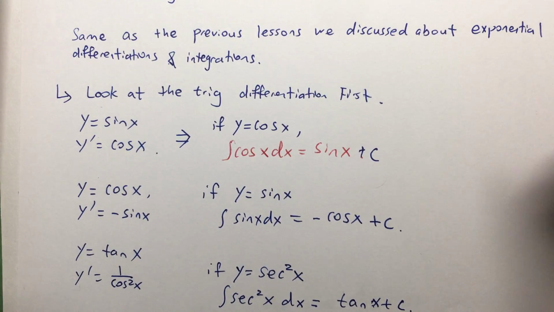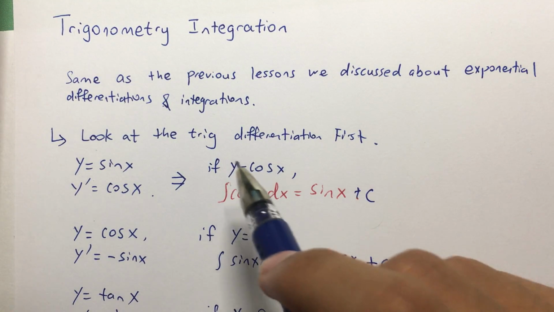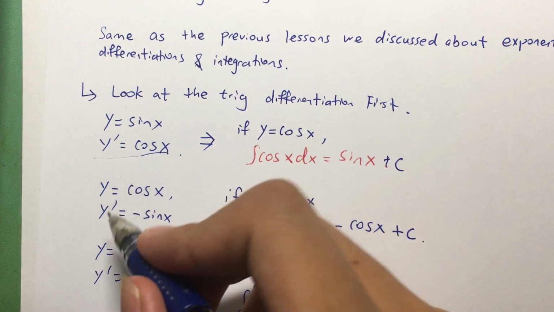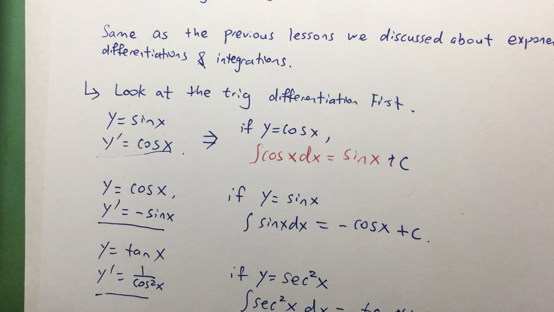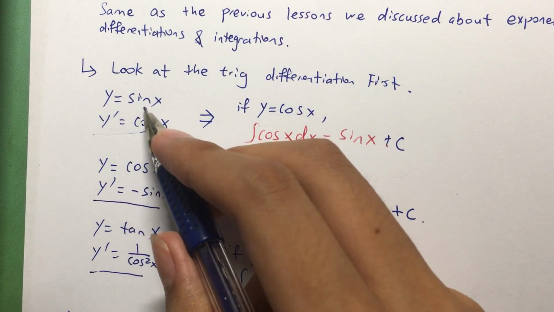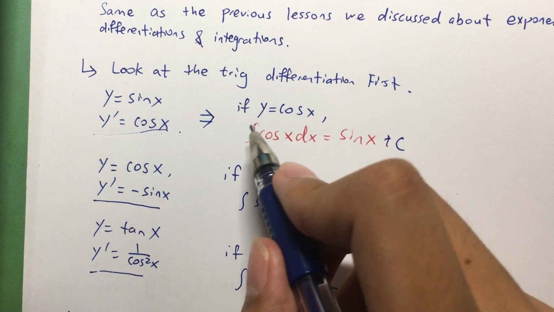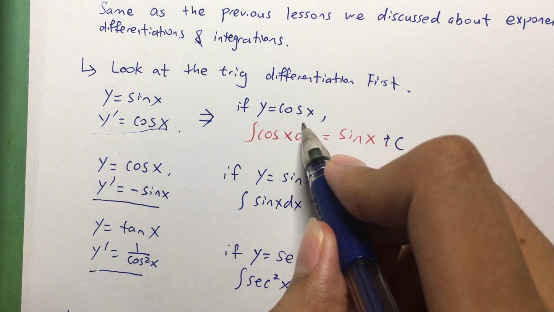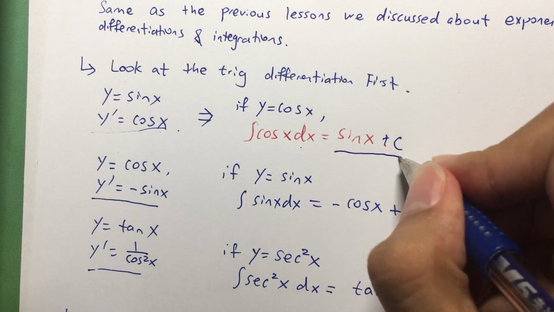So if we want to figure out the trigonometry integration, we should also start from looking at the trig differentiation first. These three are all the differentiations that we covered in the differentiation topic. Now, if y equals sine x, then y dash is equal to cosine x, and we know that differentiation is exactly the opposite of integration. So if y equals cosine x, the integration of cosine x will become sine x plus c.